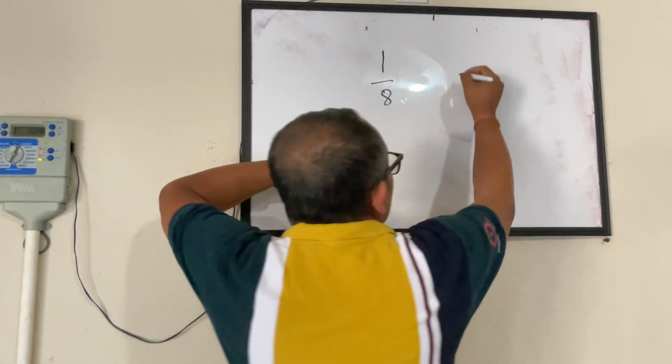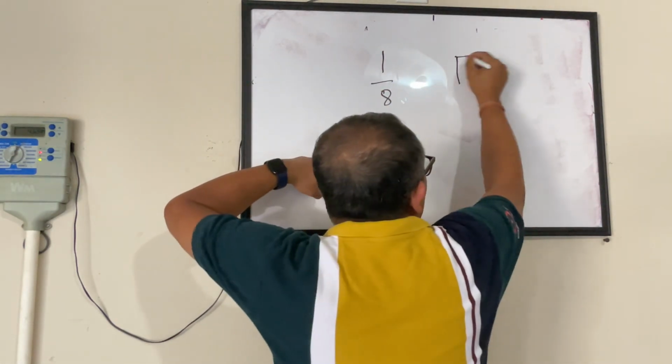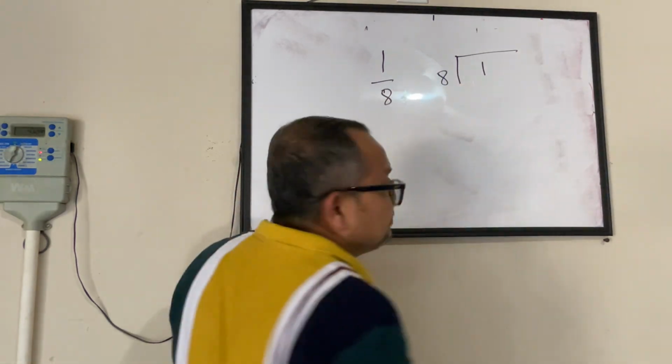Now, 1 by 8. Whoever knows how to do it, please continue doing it. I'm just explaining it to the kids who are seeing it for the first time, okay? Now, 1 by 8, same way. I have to divide 1 by 8.